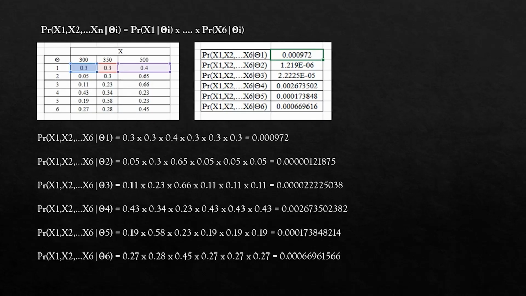Next, we try to find the probability of X1, X2 up to X6 given theta. The formula will require us to multiply all the probabilities of X1 given theta up to X6 given theta. Since the question has mentioned the values of X1 up to X6 being 300, 350, 500, 300, 300, and 300 respectively, we can generate the value of the probability of X1, X2 up to X6 given theta 1 by multiplying the X value probabilities given theta 1. We then proceed to do the same for the remaining equations.